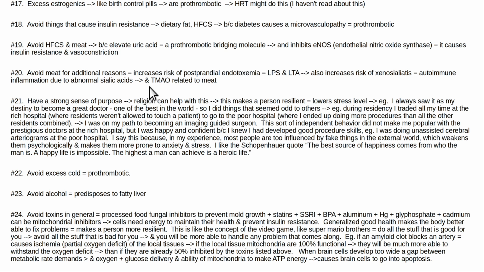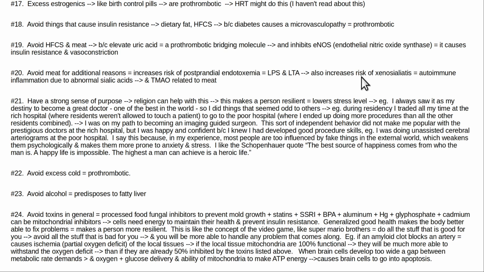All right, number 20, avoid meat for additional reasons. Increases risk of postprandial endotoxemia. It basically increases LPS and LTA, bacterial endotoxins, in the blood. It also increases something called xenosialitis. Xeno means foreign, sialitis refers to the sialic acids that are sort of on the glycoproteins of the glycocalyx, meaning the lining, the little sugar-coated lining of your cells, like in particular your endothelial cells.